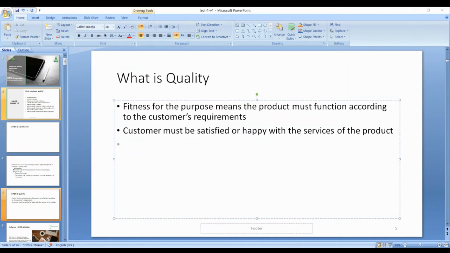and product must function according to the customer's requirements. Like you purchase a car, you must be happy with the services of the car in terms of fuel consumption, in terms of smooth drive, in terms of seating capacity, in terms of your family capacity. So if it all meets the requirements, that means you are satisfied. Yes, that's the job of the software quality assurance person, to think always from the customer point of view. You know why, Mr. Ahmed Adil? Because he is doing the job because of this requirement. This is the requirement of his job.